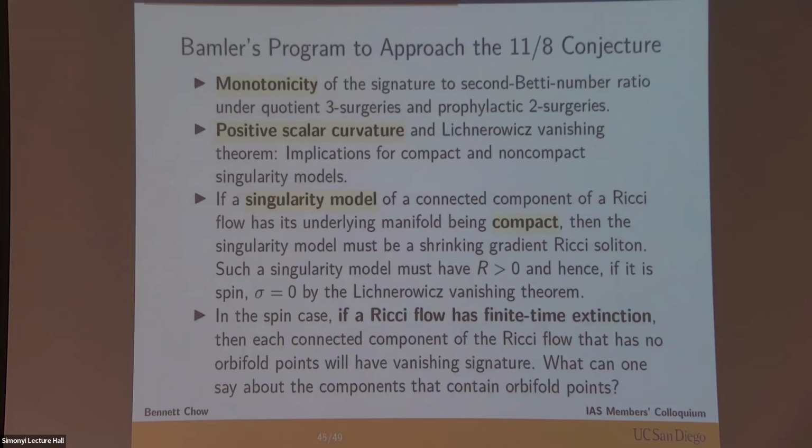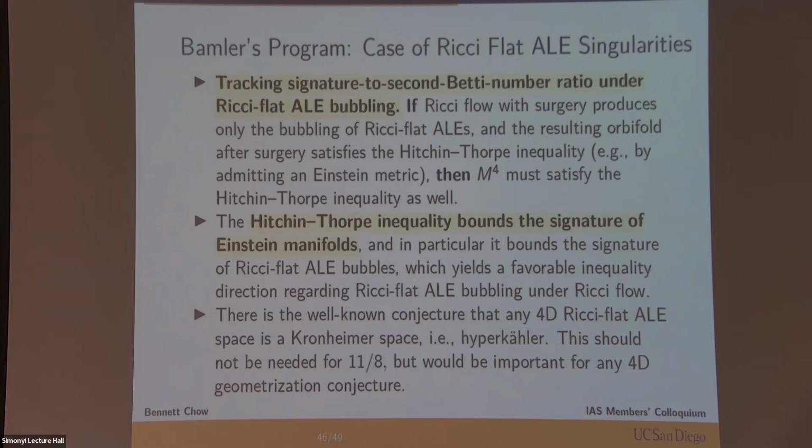This is stuff that I've talked about already. The takeaway from this slide is that even when you have ALE bubbling and you don't have signature to Betti number monotonicity, you can prove basically what's necessary: that if you end up with things that satisfy 11/8, then the original manifold does too. This is simply a comment about the Hitchin-Thorpe inequality.